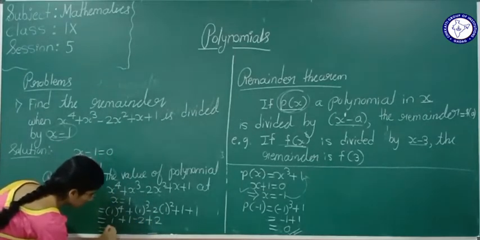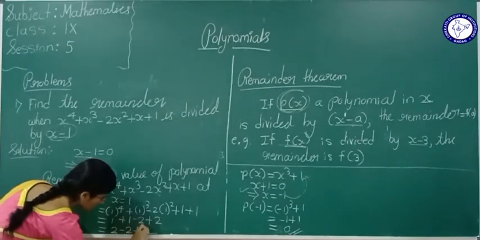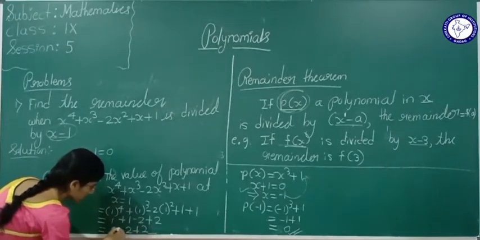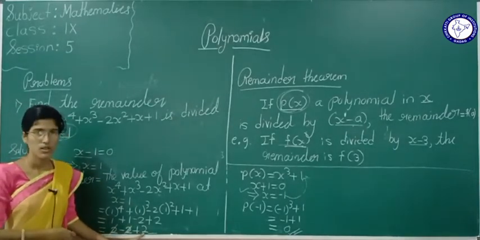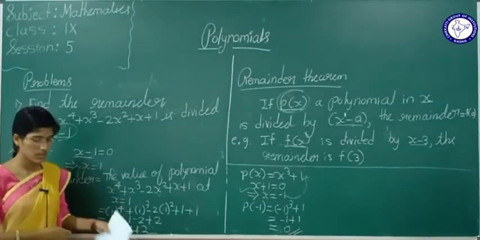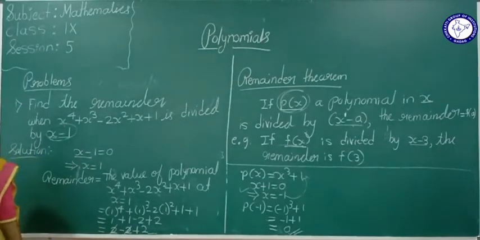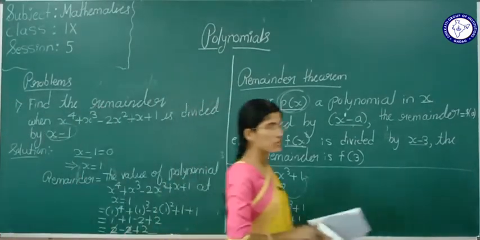Okay, see here. 2 minus 2 plus 2. Here plus 2 minus 2 will get cancelled. The answer is 2. The remainder is nothing but 2. Okay. So is it understood what is remainder theorem?